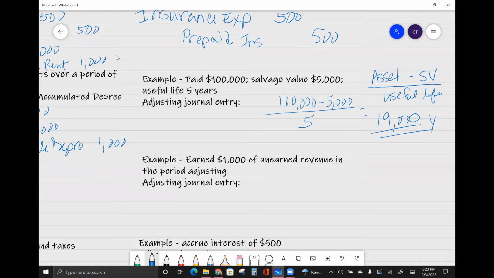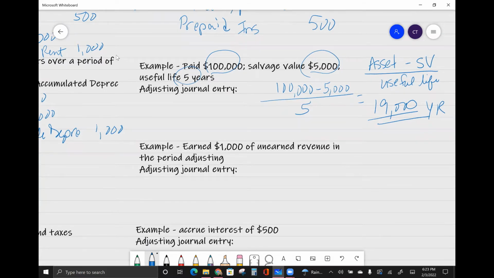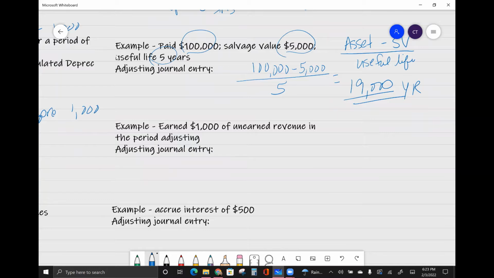So we have 19,000 per year that we're going to depreciate for this asset. Okay, so you know how to calculate that out. So it's just take the asset value less the salvage value and divide by useful life. So the adjusting entry each month, or let's say we do it annually, and we do our depreciation annually. Most companies that I worked at, we did it monthly, but where I'm at now, we do it annually. So we're going to do depreciation expense.